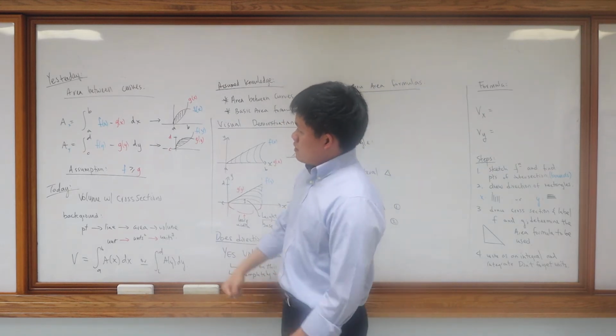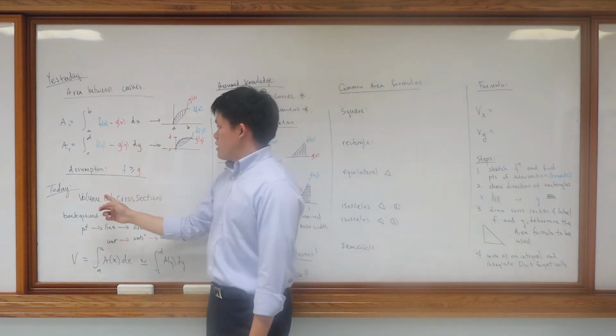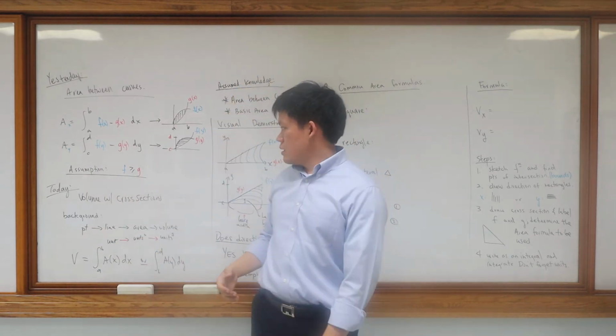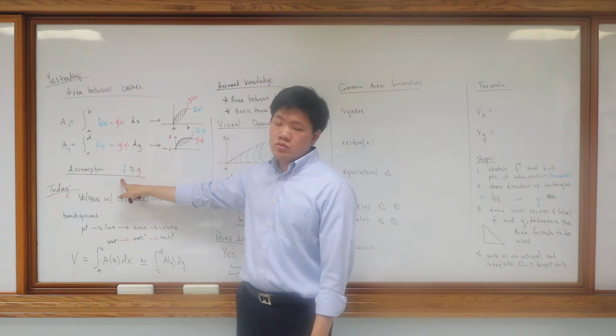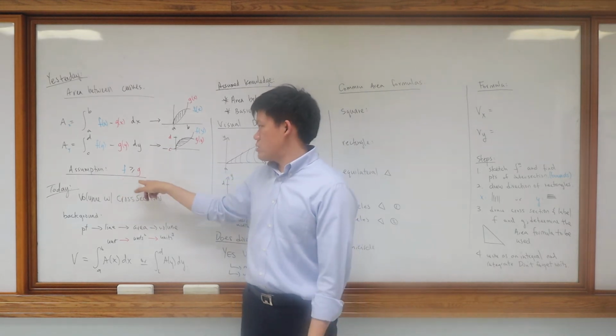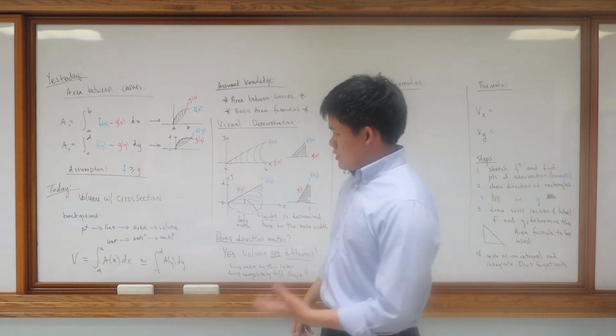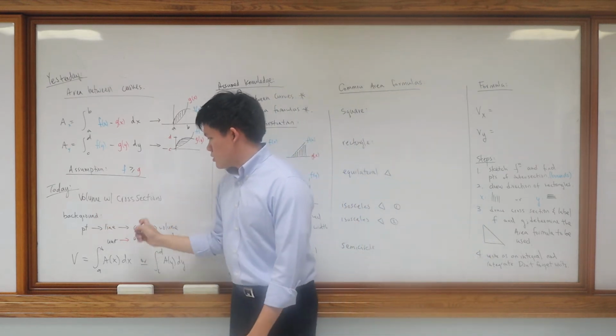The assumption I'm going with for f and g is that f is a function that's greater than g, so it's always on top. It doesn't matter whether it's in terms of x or y, it's always the case. That's how I like to do it. So in today's lesson, we'll talk about volume by cross sections.